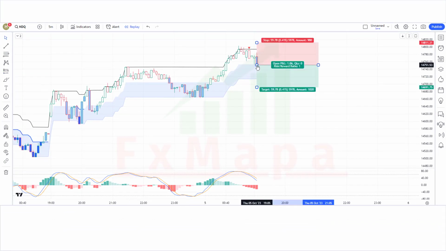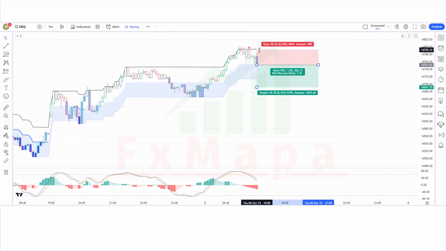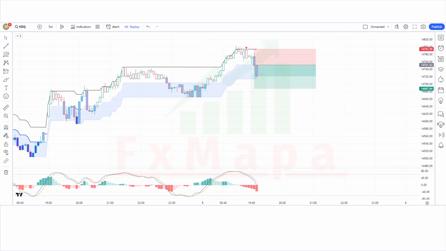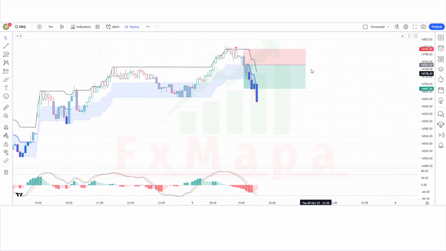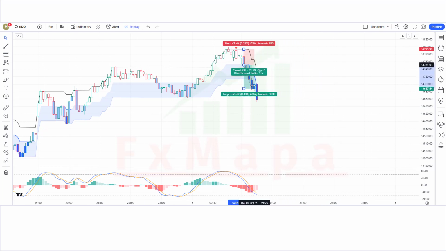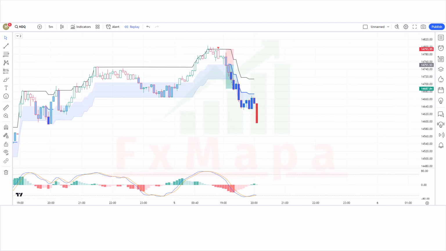Our stop loss will be placed at the higher line of the range filter indicator, and the risk to reward ratio will be 1:1.5. The market has completely hit the target. Now let us understand the long position.